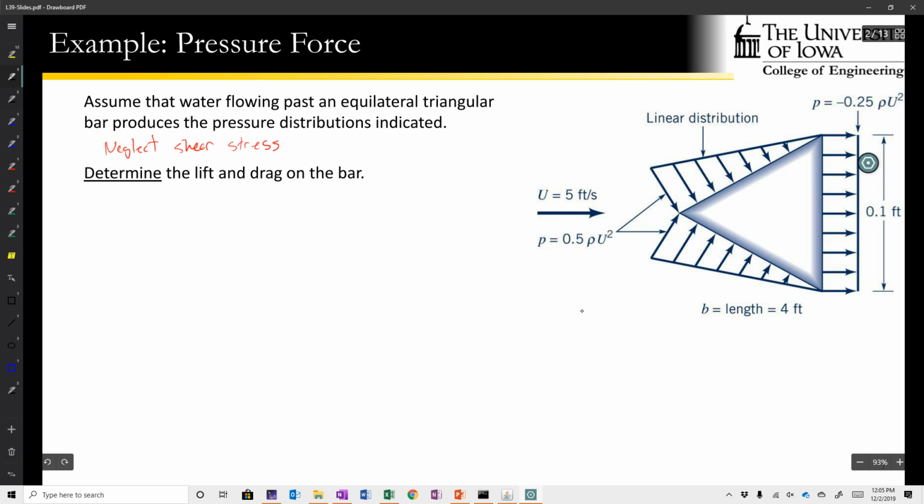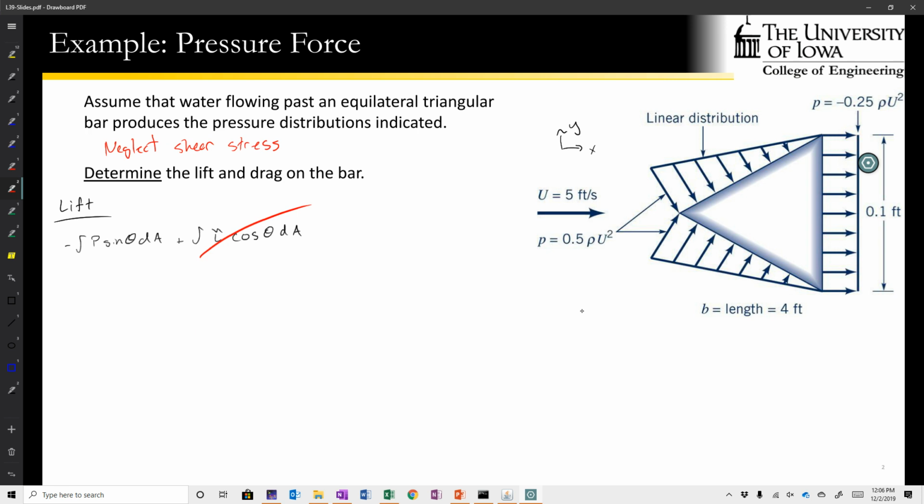So from before, we're going to do this in two steps. Let's start with the lift. Because the flow is occurring in the positive x direction, our lift is defined as that perpendicular component of force, meaning the y component. And we can break out those equations that we just used, which are negative integral of p sine theta dA plus the integral of tau cosine theta dA. Well, based on this assumption that we're neglecting shear stress, we can immediately knock out that second term.